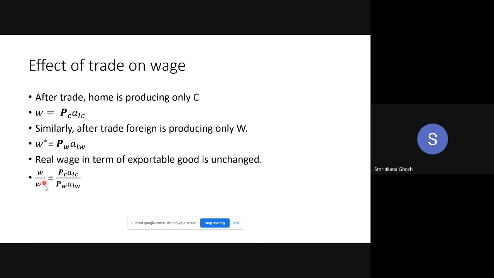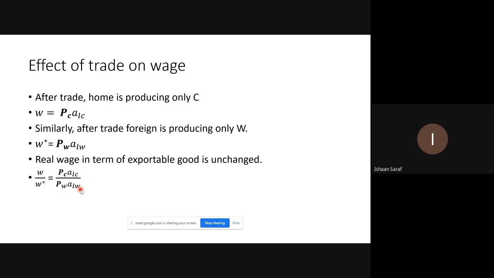W by W star is equal to PC into ALC divided by PW into ALW. Now PC by PW is nothing but the international terms of trade, right? PC by PW is the international terms of trade, the price of exportable by price of importable for the home country. And ALC and ALW are the parameters given already. So you can easily find out the real wage.